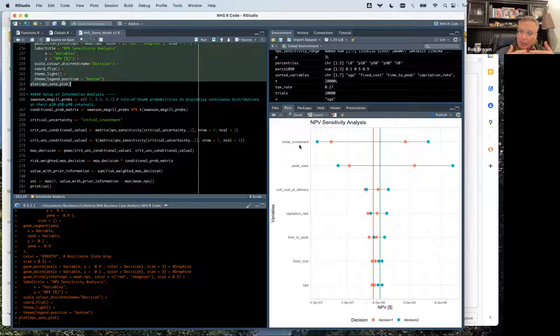And what that overlap will tell us is that if we were to invest in the decision that gives us the highest average or expected net present value, we would potentially face regret due to the effect of this particular uncertainty for not having chosen the next best decision.